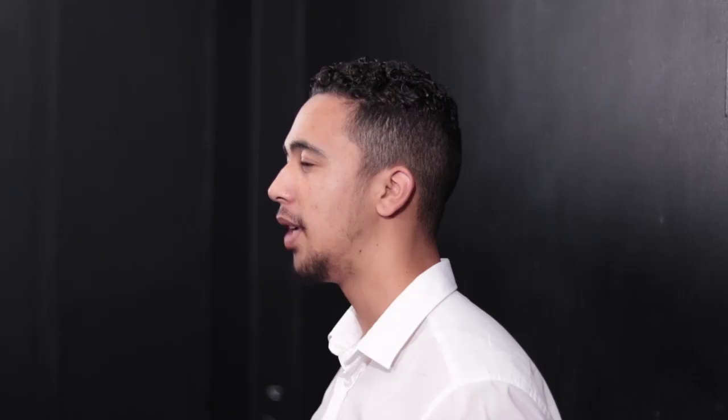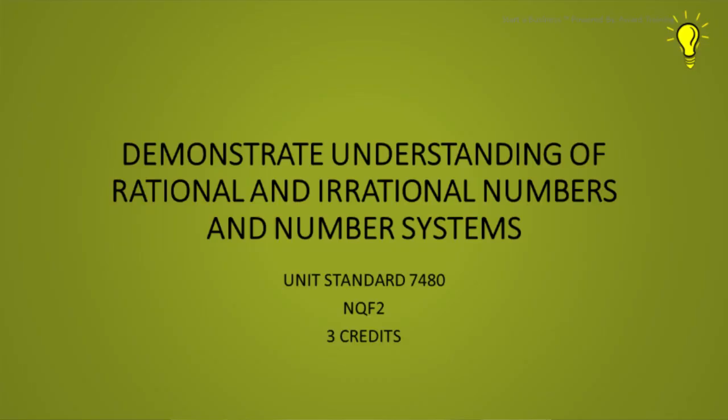I'll be taking you through Unit Standard 7480, NQF Level 2, 3 credits. The Unit Standard title is Demonstrate Understanding of Rational and Irrational Numbers and Number Systems. Our first topic is number signs and calculations.